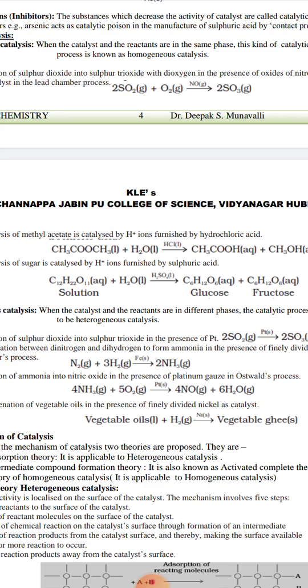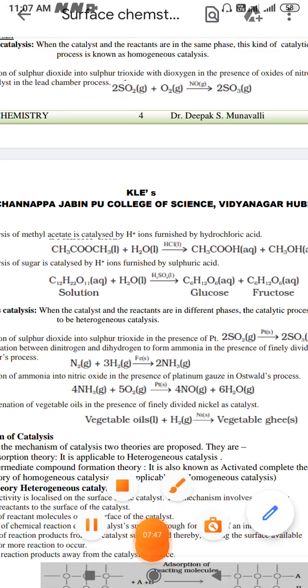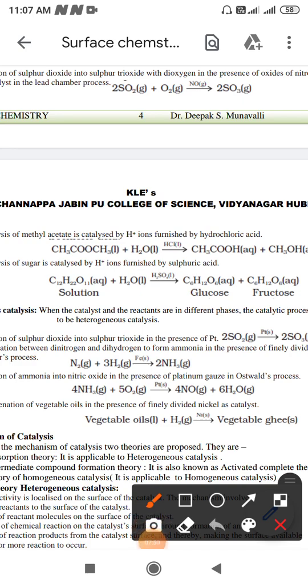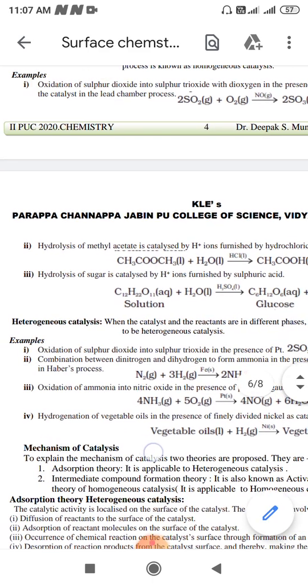Similarly, you can go for manufacture of ammonia where iron is used as a catalyst. Iron acts as a catalyst which is in solid state, whereas nitrogen and hydrogen are both in gaseous state here. You can see that point here. Next one here, the manufacture of nitric acid from ammonia, this third example you can see out there, where it is also an example of heterogeneous catalysis.